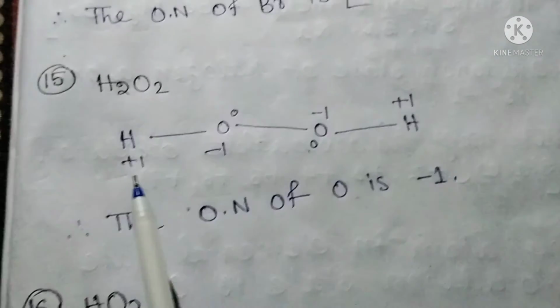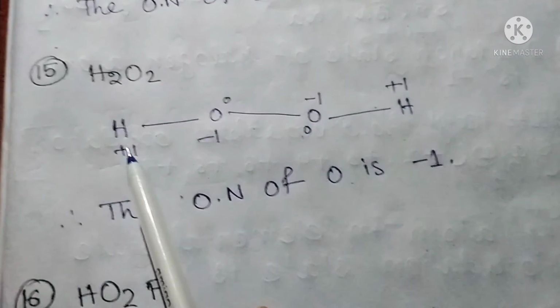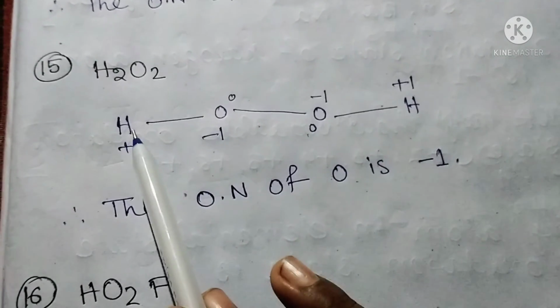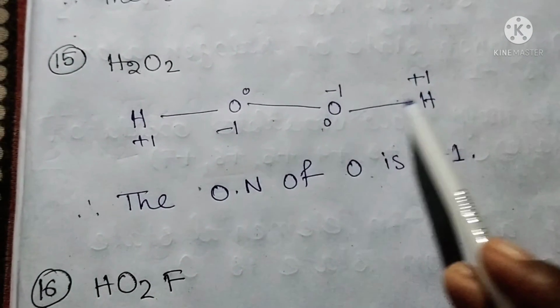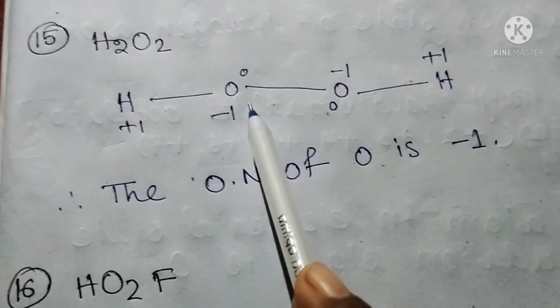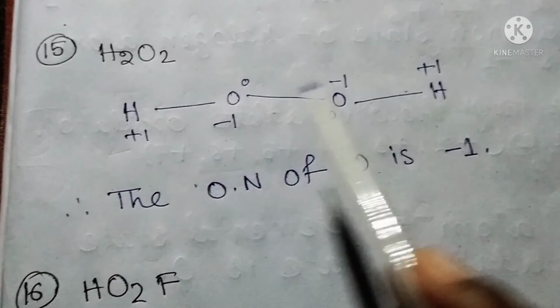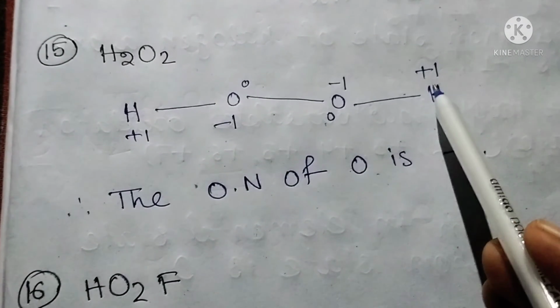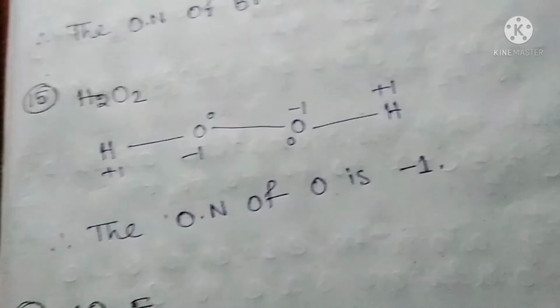Now next example is H2O2. At first we draw the structure: hydrogen, oxygen, single bond oxygen, single bond hydrogen. So this oxygen is more electronegative than hydrogen. So here we get -1, +1, -1, +1. So the oxidation state of oxygen is -1 here.